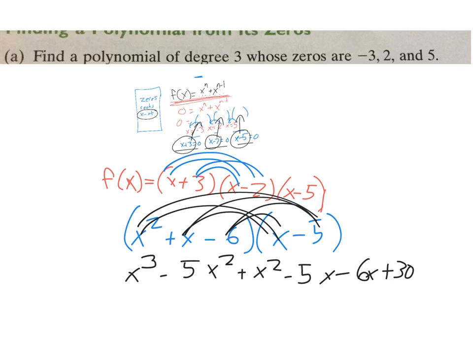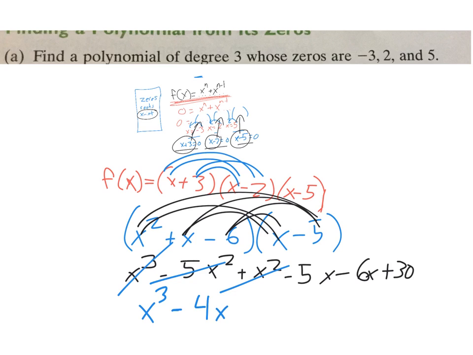Everybody to here? Everybody's good? Now, like terms. Do I have anything like an x to the third? No. So I bring it down. X squared, do I have any like terms? I do. Negative 5x squared and positive x squared. What do those combine to give me?